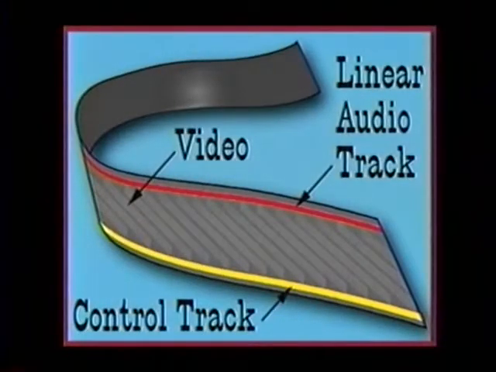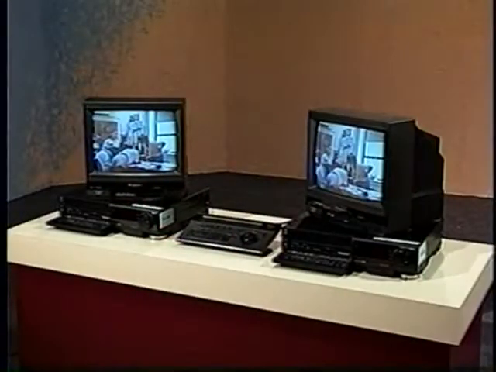This is a graphic of how VHS tape is utilized. The middle part of the tape is where video is recorded, and the upper part being where the linear audio track is found. The bottom part is where you'll find the control track. Most editing setups have a minimum of two VCRs and an edit controller.